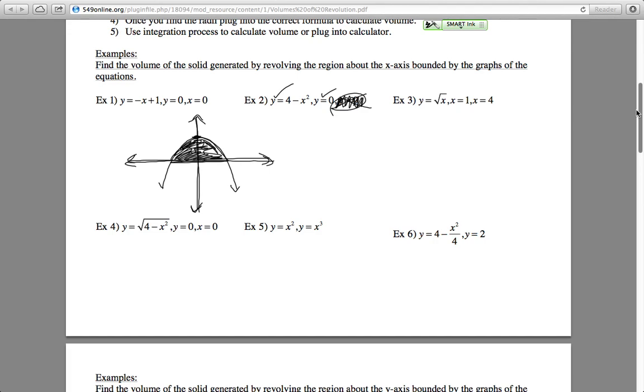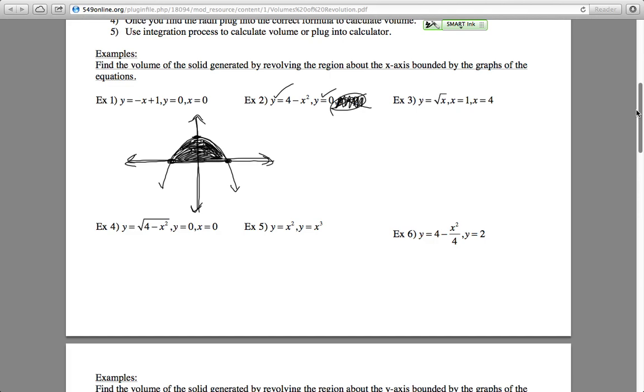Now, what are you going to get when you rotate this around the x-axis? Could you just find half of it and double it? You could. You could find half and double it. All right, now, how are we going to find the limits of integration? How do you find these points here? Because we're going to need them.